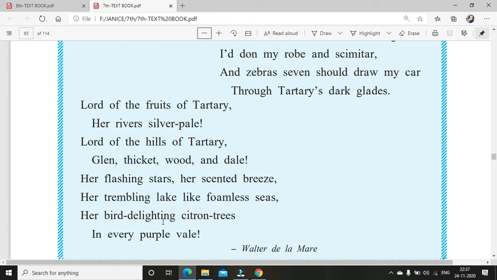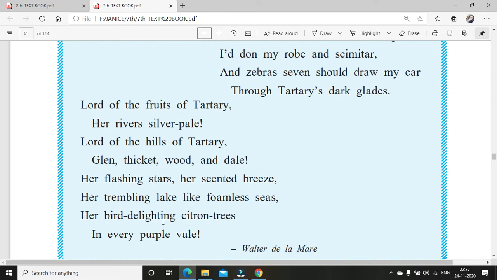Foamless means no foam. I don't know whether your dad shaves. When they shave, they put the foam. So that foam, the froth that forms on top of the water when the waves move around, he is talking about that. Because there is no foam, he is comparing the lake to the foamless sea. The sea is continuously moving, correct? So he's saying the lake is also moving, trembling. Not so much, but it is moving. And so it looks like a foamless sea.